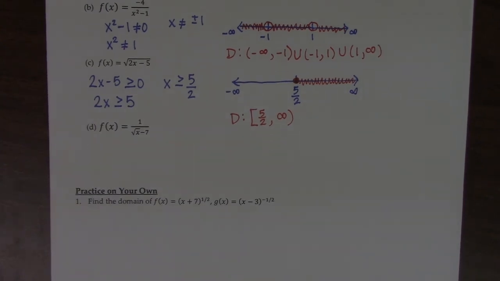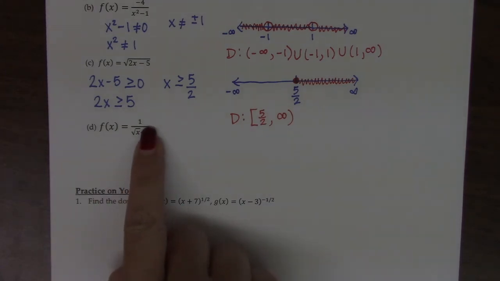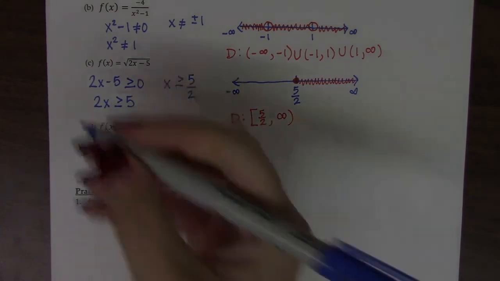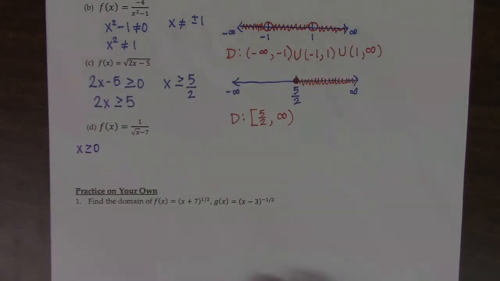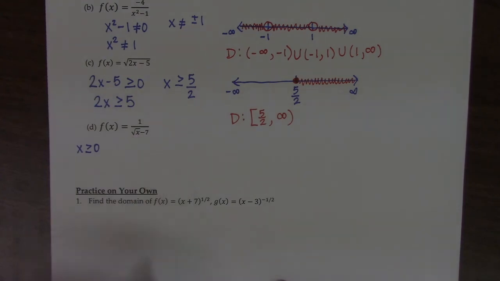So let's look at part D. D has a denominator, and then in that denominator, there's a radical. So if I look at just the radical, square root of x, well, the square root of x, in this case, has to be greater than or equal to 0. And I know it's allowed to be 0 in this case because the radical doesn't include the -7. It's only over the x. So if I were to plug 0 into this function, I would just get -1/7.